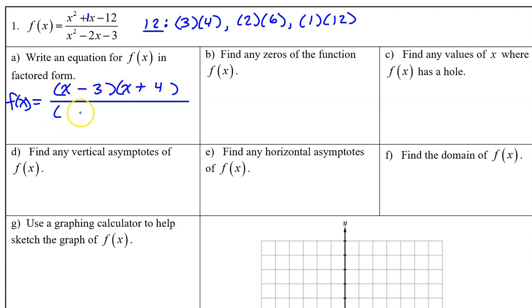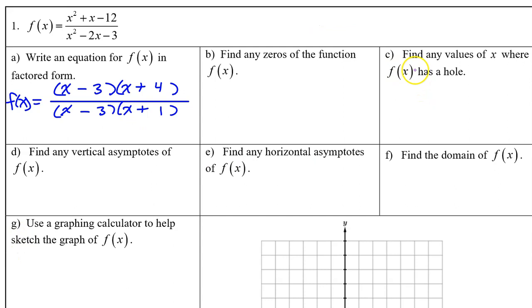Now for the denominator. The denominator is going to factor as x times x and 3 times 1. To make a middle of negative 2, we need an inner of negative 3x and an outer of positive 1. I'm going to skip to part C because it makes the other parts easier.